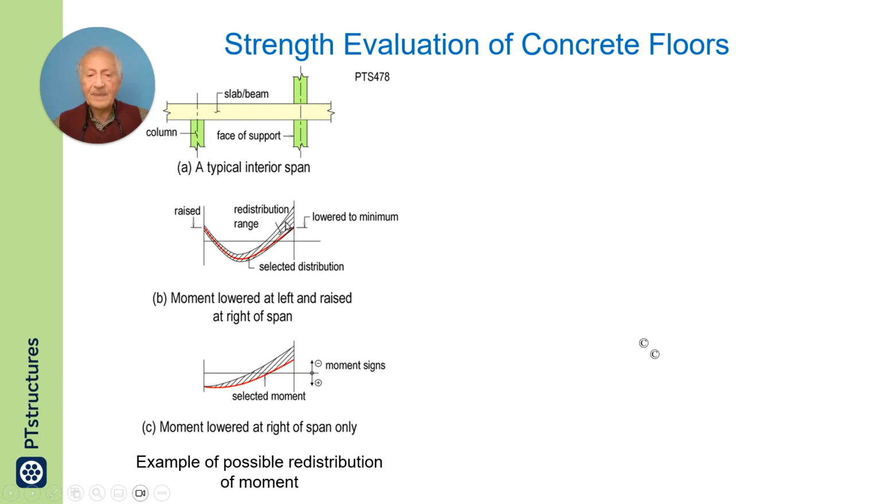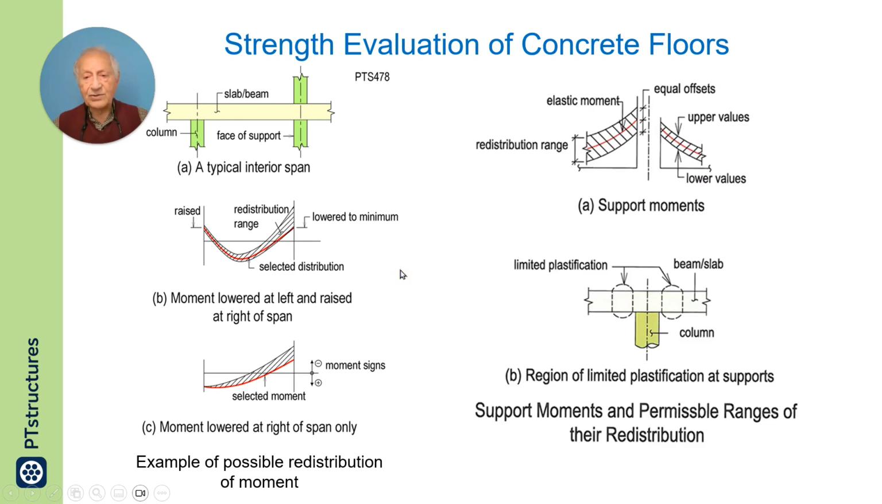and readjust the bending moment to see whether the elastically calculated demand can fall within the hatched region. For example, on the right, if this is the face of the support on the left and right, the elastic solution which comes out of your strip method is shown in red.